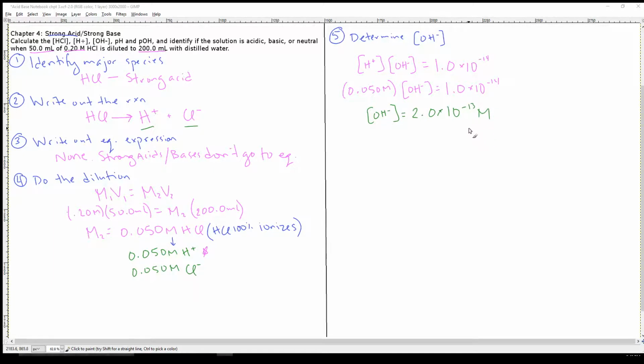Be careful not to forget those units. So let's see what it's asking for. We got our concentration of hydroxide. We've got our concentrations of these individual ions. I mean, we know that we had 0.050 molarity hydrochloric acid, however, it 100% ionizes. So our final step is to figure out the pHs. So calculate or solve for pH and pOH.